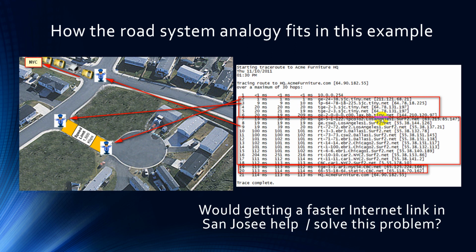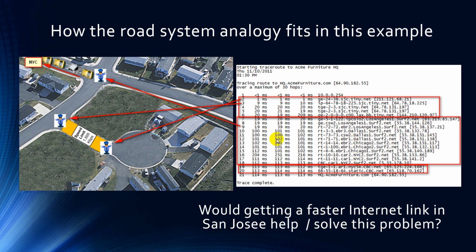And Surf2, as you can see, brings it most of the way, and then just before it gets to your location in New York, it passes it to the ISP of the New York office, which is cbc.net. Okay, so Surf2 here is what we call an in-between, or a tier 1 partner, and they're the ones that just make sure they get the network traffic from San Jose all the way to New York.